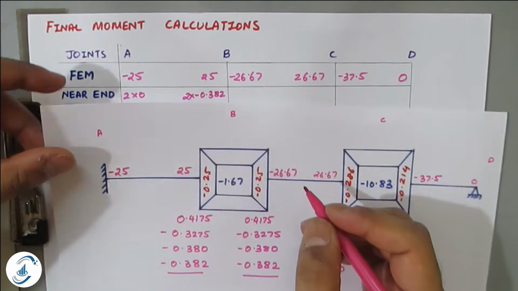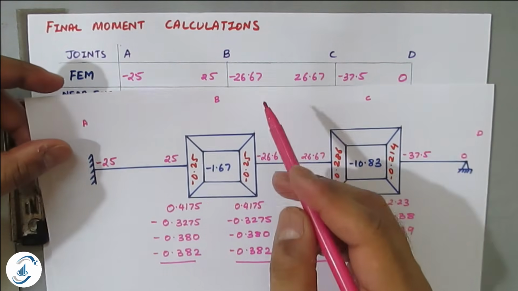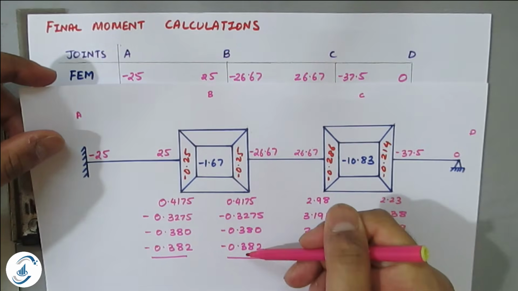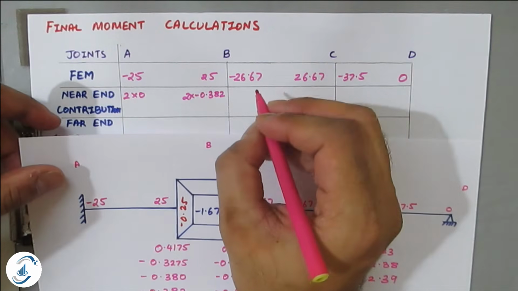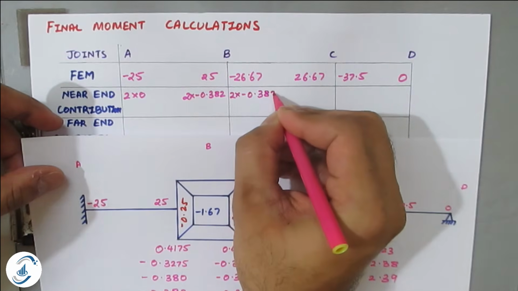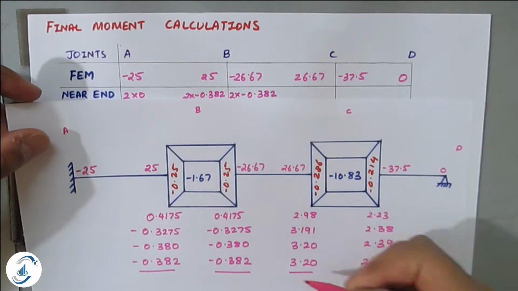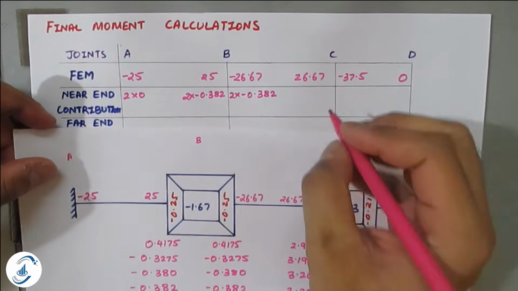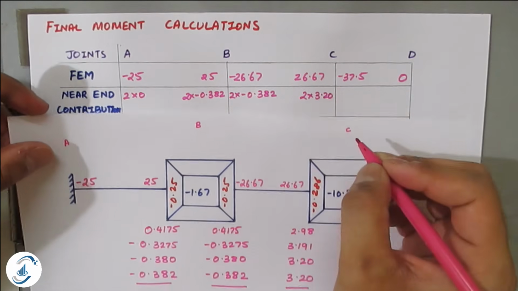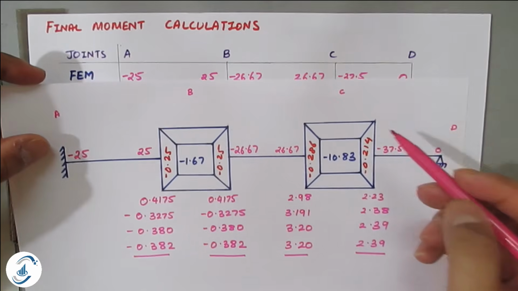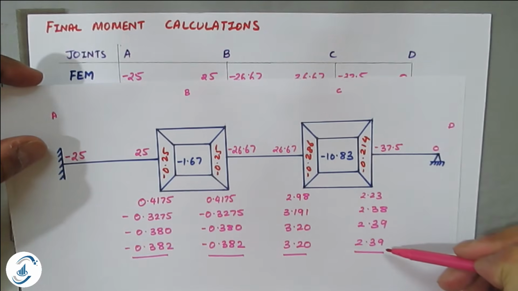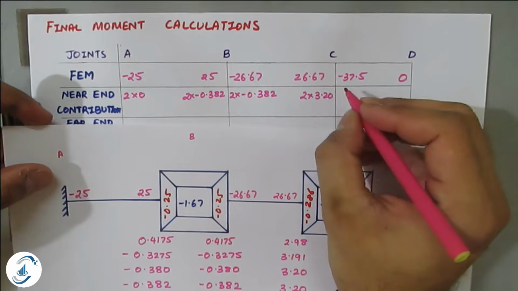Next, BC. BC near end is minus 0.382, so 2 into minus 0.382. Next, CB near end is 3.20, so 2 into 3.20. Then CD near end is 2.39, so 2 into 2.39.